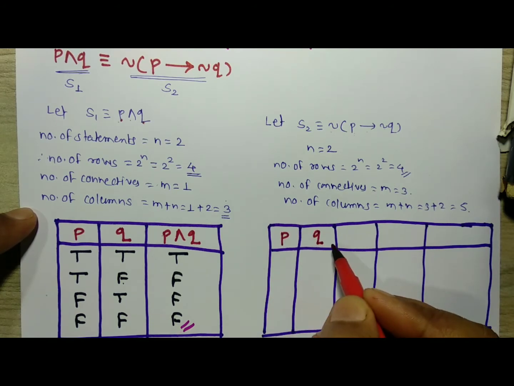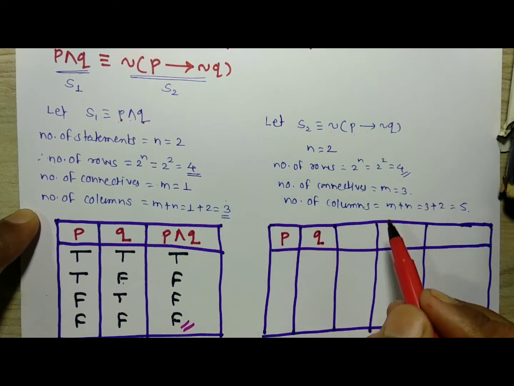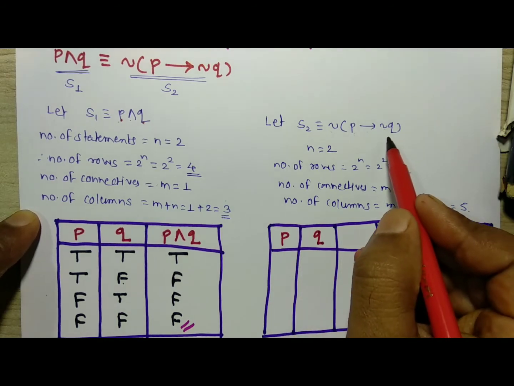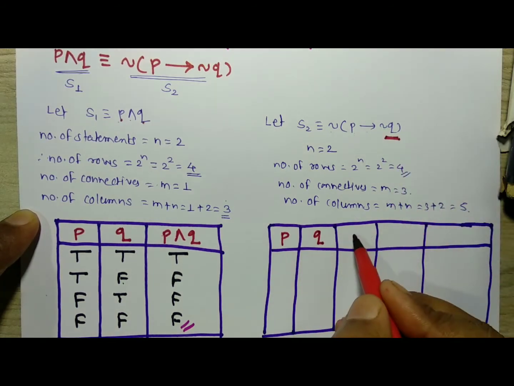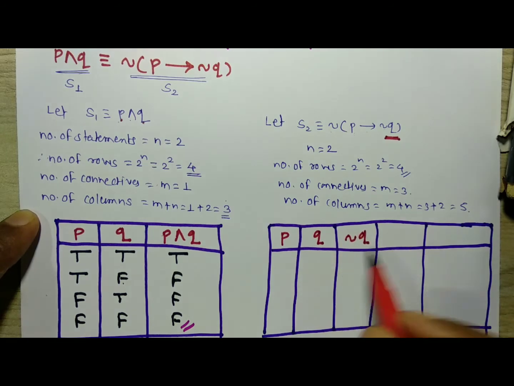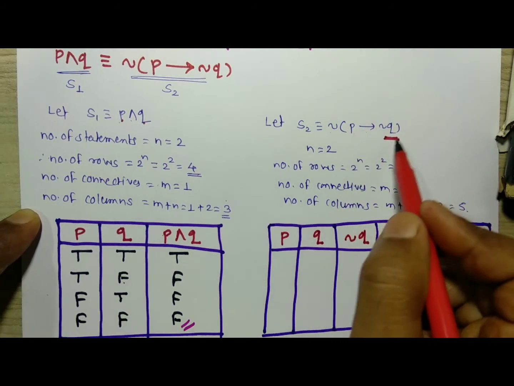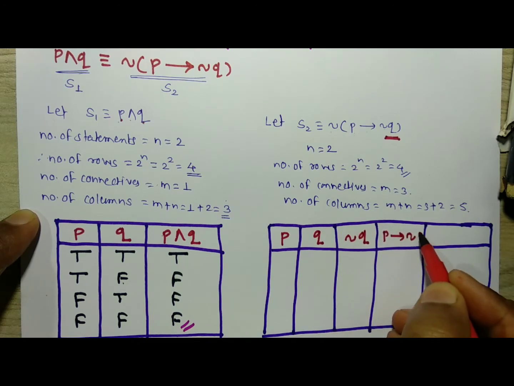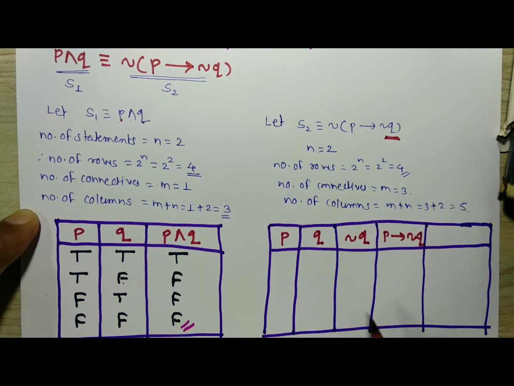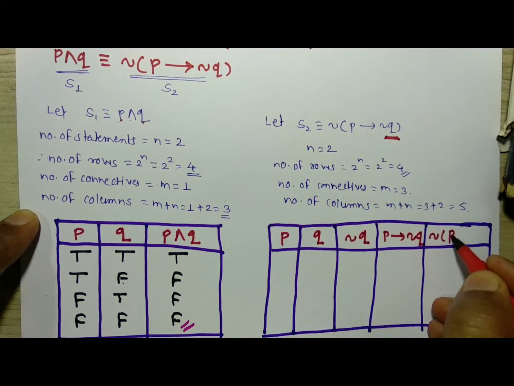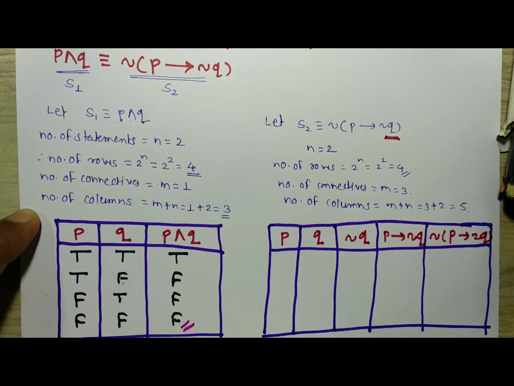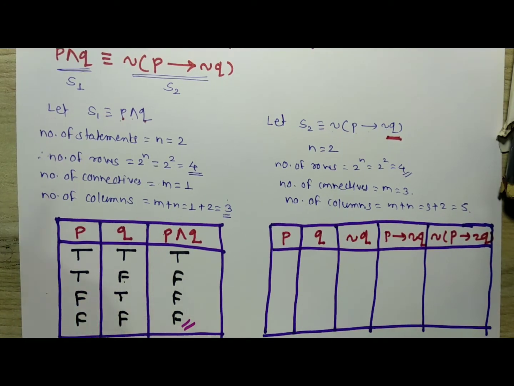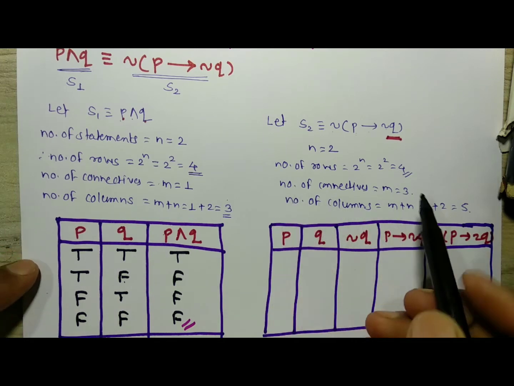P and Q are the statements. Then any statement having a negation is taken, here is the negation of Q. Then any combination of these statement patterns is taken, that means P implies negation Q is here, and after that the complete pattern, negation of P implies negation Q is here. And these are your 5 columns, and the number of rows is 4.